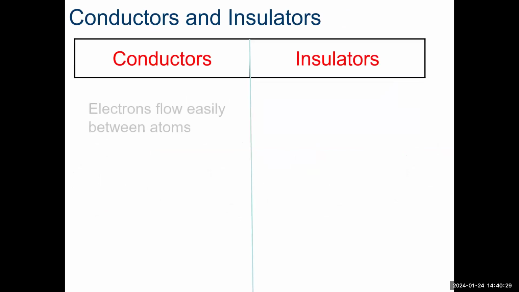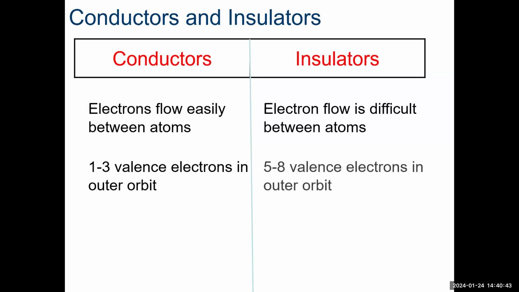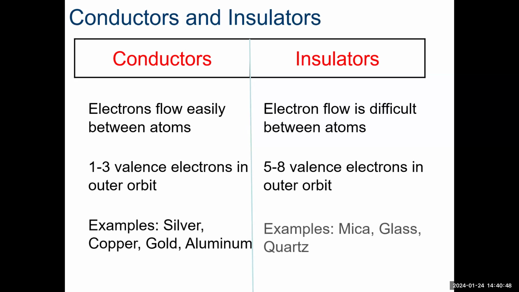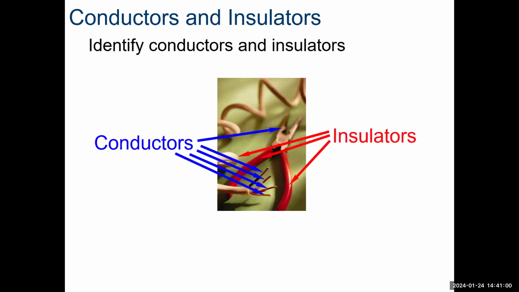All right, conductors and insulators. Conductors, electrons flow easily, right? Insulators, electron flow is difficult. Doesn't mean it can't happen, it's just difficult. The valence electrons in the outer orbit are 1 to 3 for the conductors, and they're 5 to 8 for the insulators. Some examples, okay? All right, let's keep going. Conductors and insulators, just to look at some physical things. Conductors are things like the metal, and insulators are things like the rubber and the coating on wires.